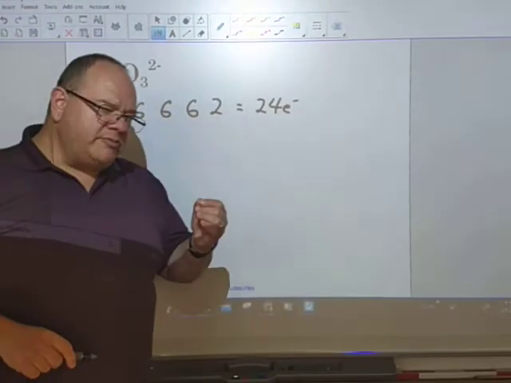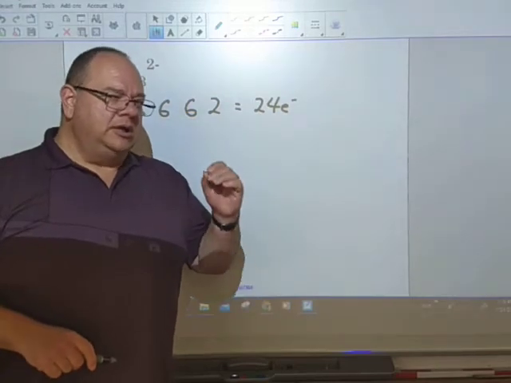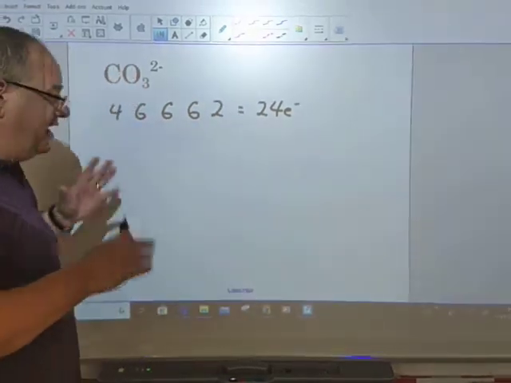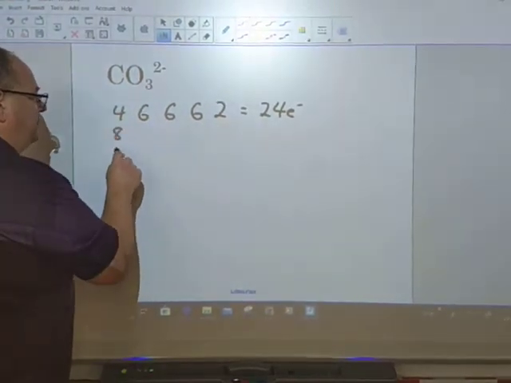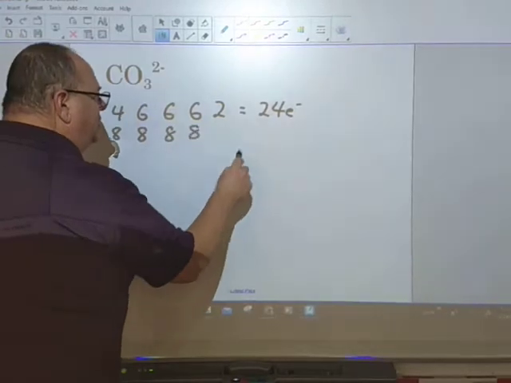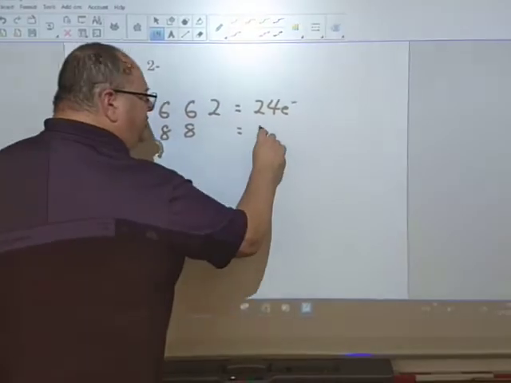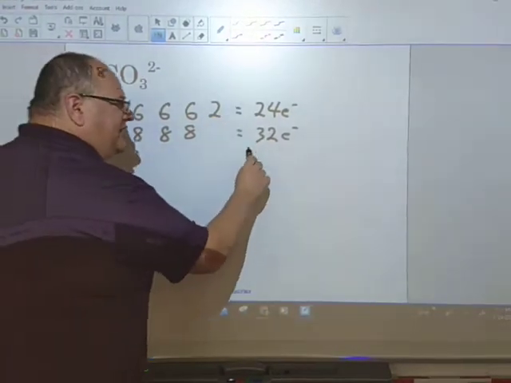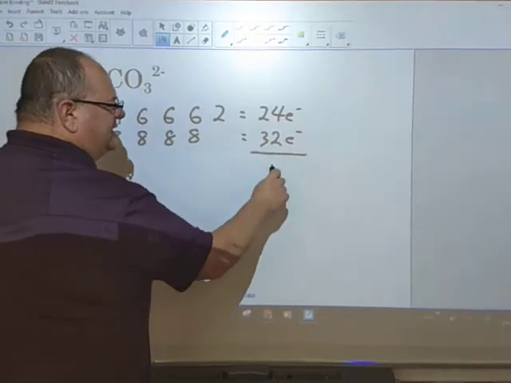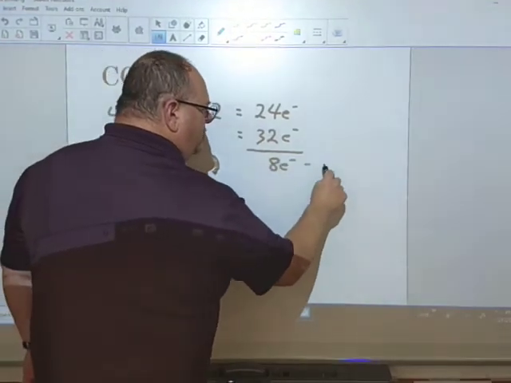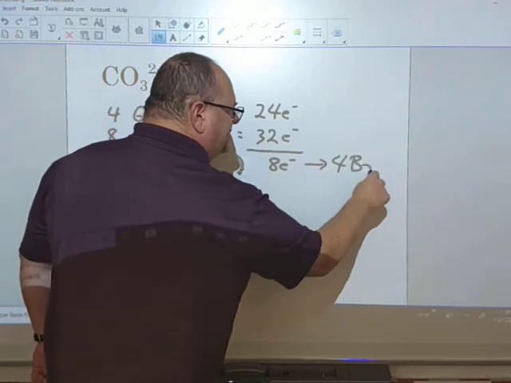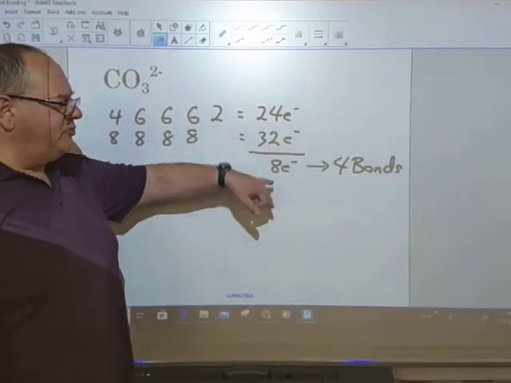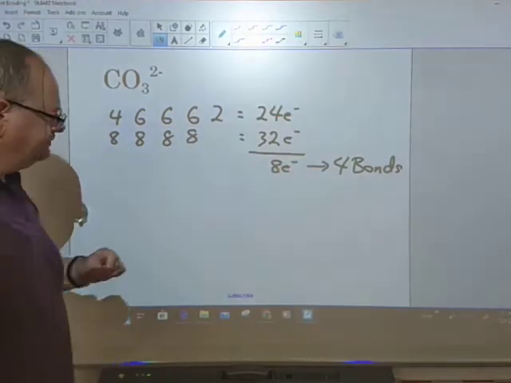Step 2, try to remember, what is it? Step 2 is count how many electrons all the atoms want, if it could be ideal. Well, we're going to take carbon up to 8 and each oxygen up to 8. That would be 32 electrons. Step 3, we take the difference between these. So that's a difference of 8 electrons, which means 4 bonds. Right? 32 minus 24 is 8, divided by 2 is 4 bonds.